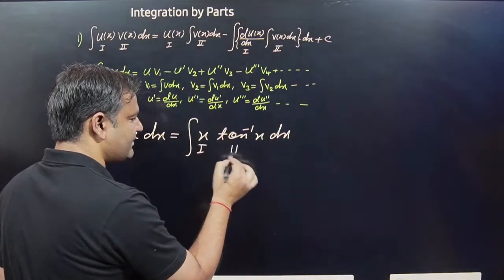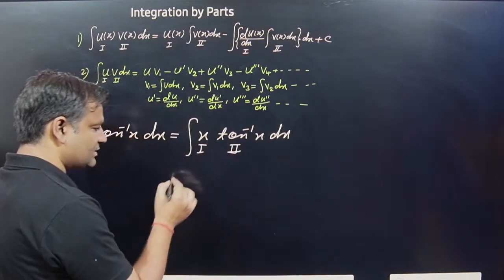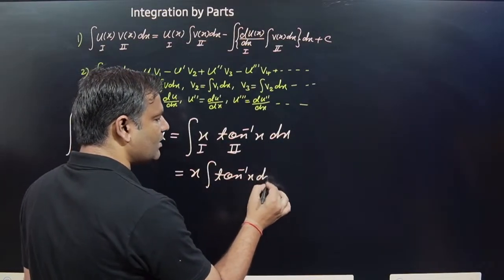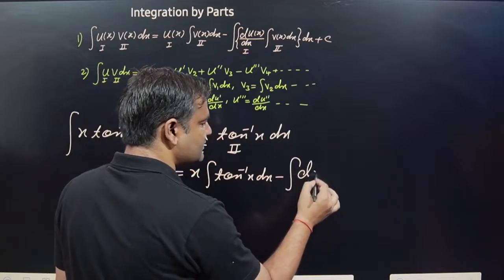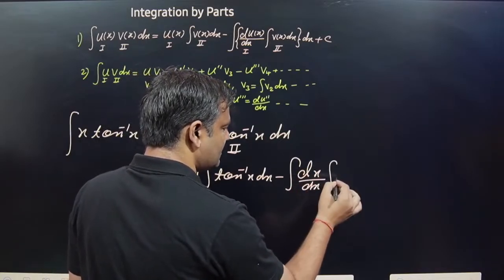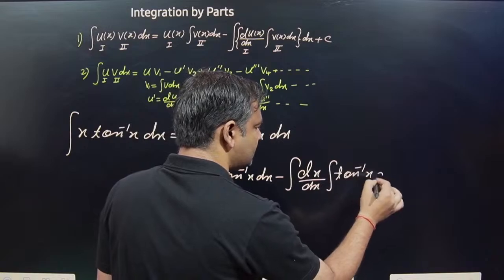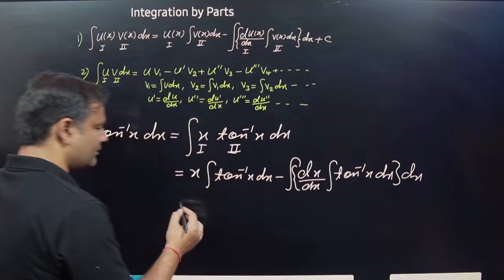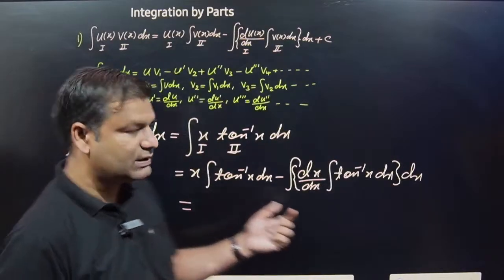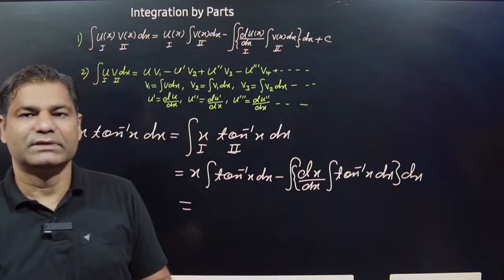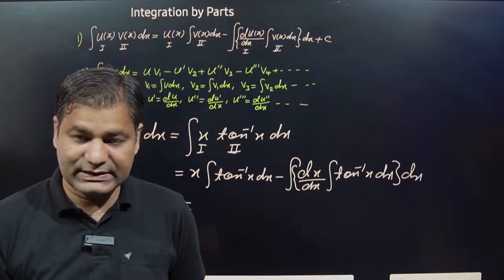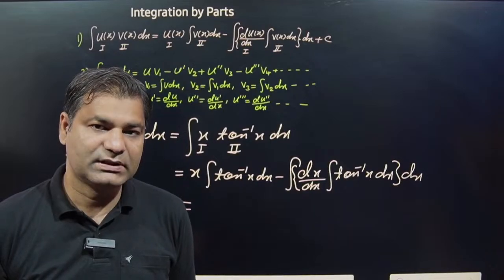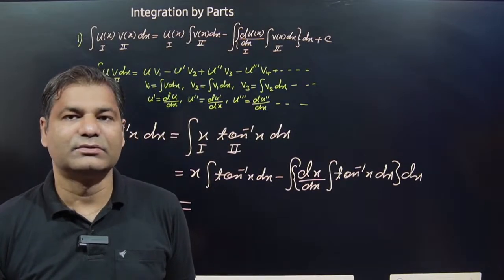This one I will take as the first function, and this one as the second function. So it is first into integration of second, minus differentiation of first, into integration of second dx. Now look here. What about the integration of tan inverse x? I don't know it. I know the integration of tan x is log of sec x, but the integration of tan inverse x, I don't know.